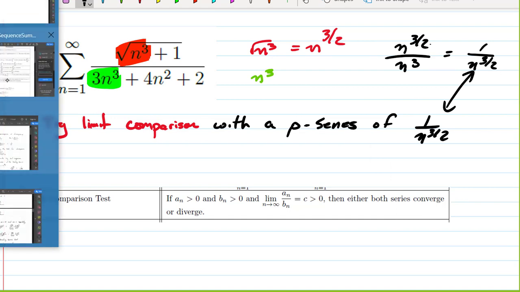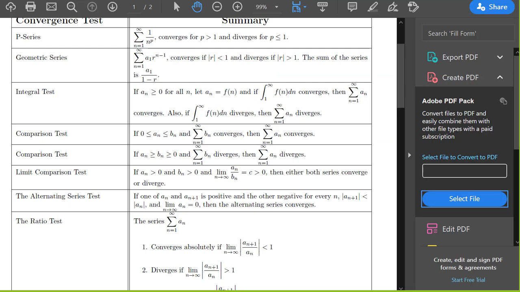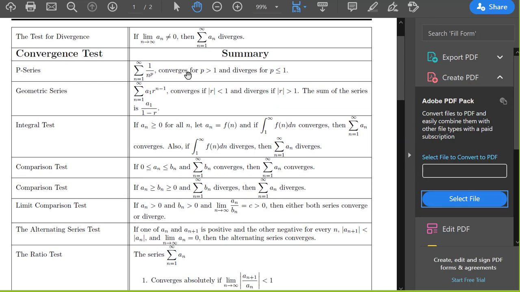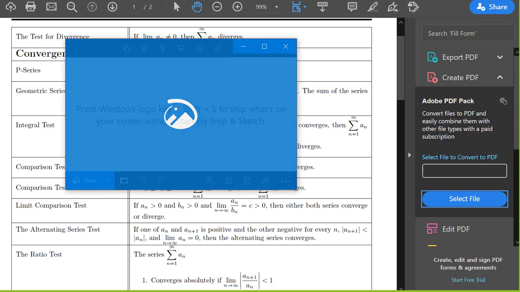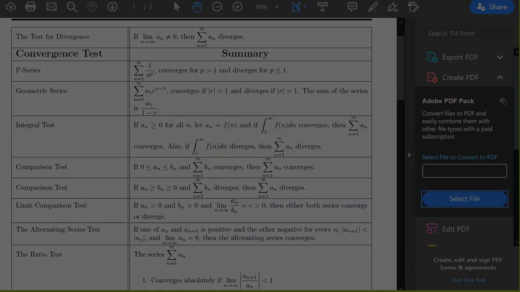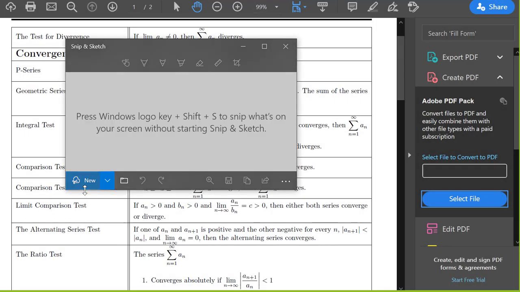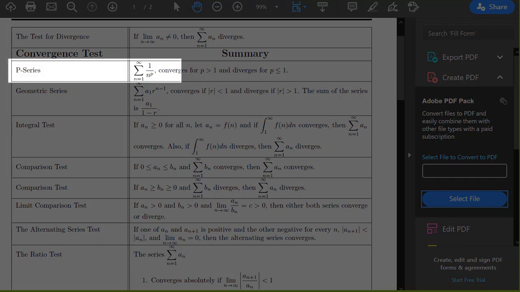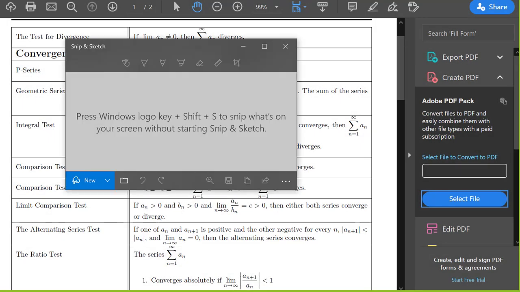And once again, if we look at our sheet here for p-series, they converge if p is bigger than 1. So we have 1 over n to the p. Our p is going to be 3/2. So that is going to give us a convergent series to compare with.